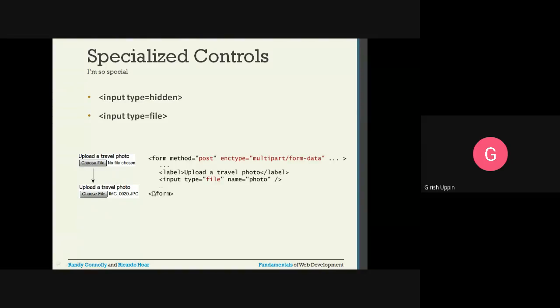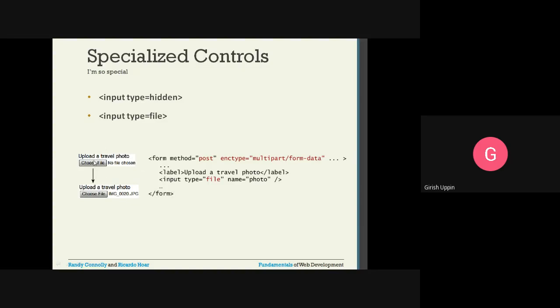Now how to get this one is this source code. Form method is post, then the encryption type we have is multipart/form-data. Don't worry about this. Whatever the attributes are, the most important attributes are method and action. Then we have some contents. Then I have a label opening tag, label closing tag, and upload a travel photo that is displayed here. This is how it looks on the browser.